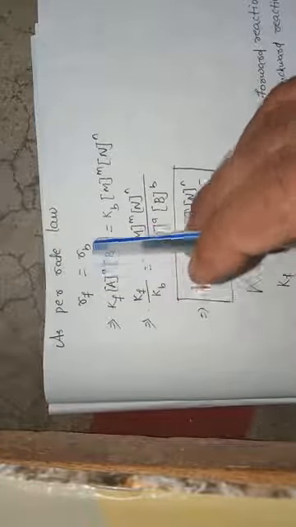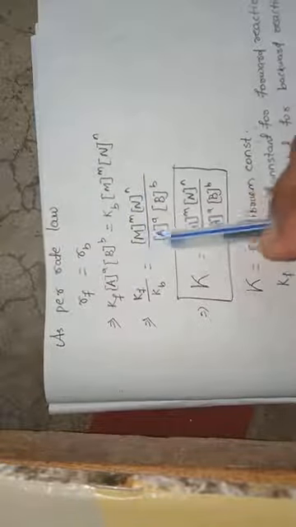As per rate law, we know RF is equal to RB. Previously, we found that RF is equal to KF [A]^a [B]^b, and RB is equal to KB [M]^m [N]^n. So KF by KB, taking KB to this side, this term goes to the right-hand side. So KF by KB is equal to [M]^m [N]^n by [A]^a [B]^b. So K is equal to [M]^m [N]^n by [A]^a [B]^b.